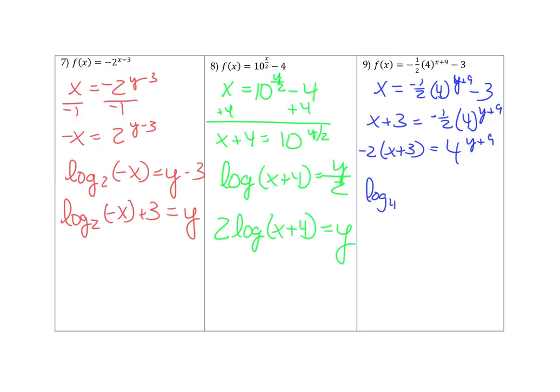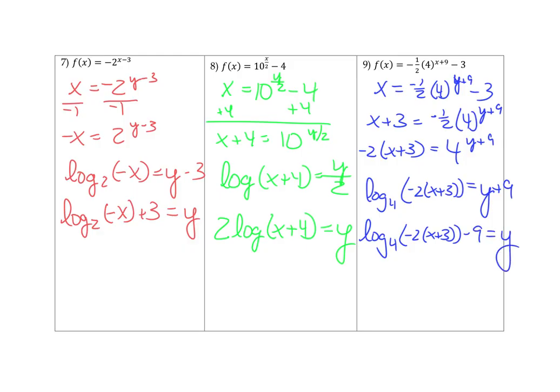So log base 4, negative 2, x plus 3 is the argument, equals y plus 9. And now I'm going to subtract that 9, so log base 4, negative 2, x plus 3, minus 9 equals y. And there's my inverse.